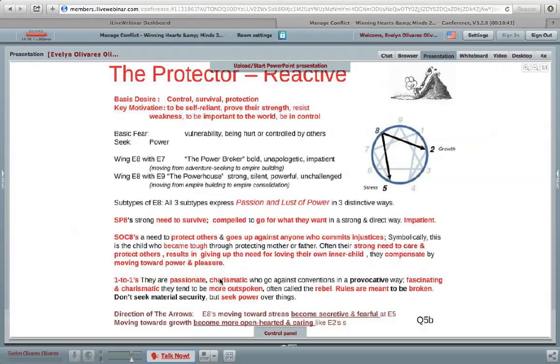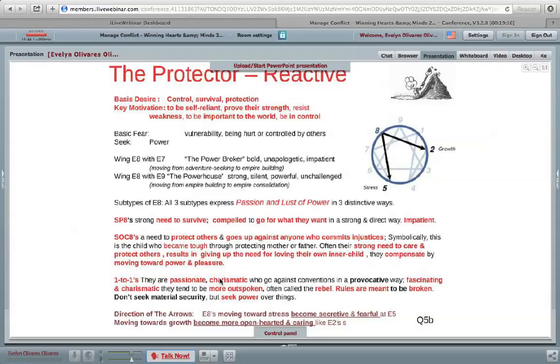And just fill in your answers there as you did before with the perfectionist. And for those of you who would like to see another video, I have a video of the Knight, which is, if you scroll down the bottom of the page where you found this video, you'll also find a video there for the Knight to give you some more insight to the Knight. So the basic desire is control, survival, and protection. The key motivation is to be self-reliant, prove their strength, resist weaknesses, and to be important to the world. They want to be in control.